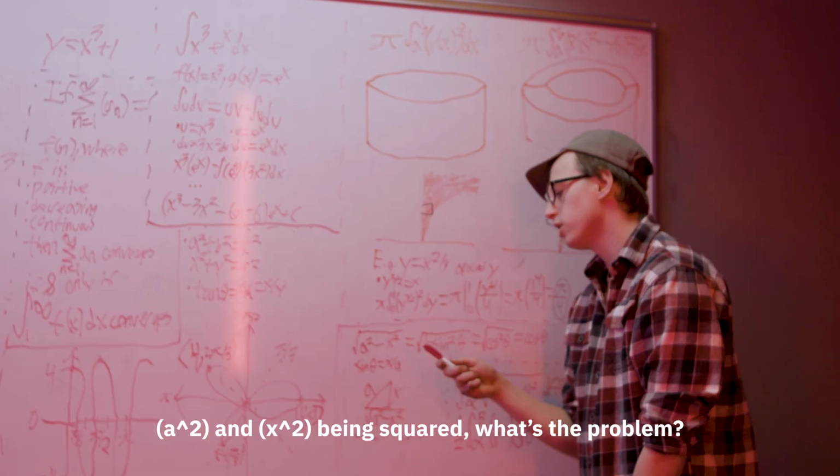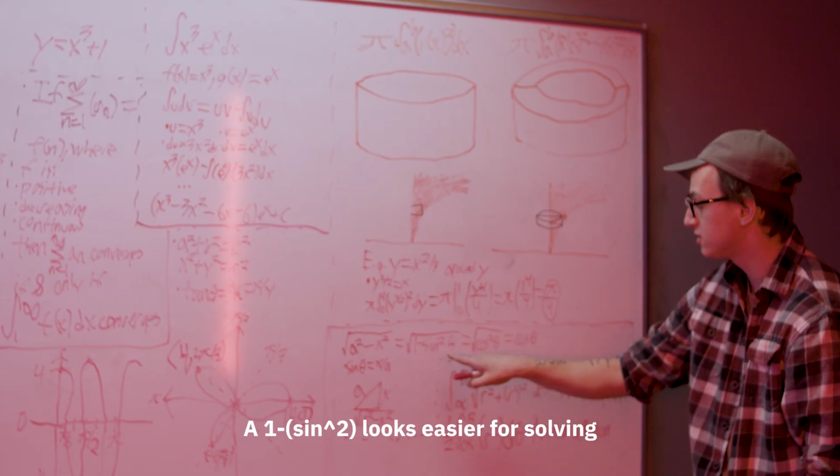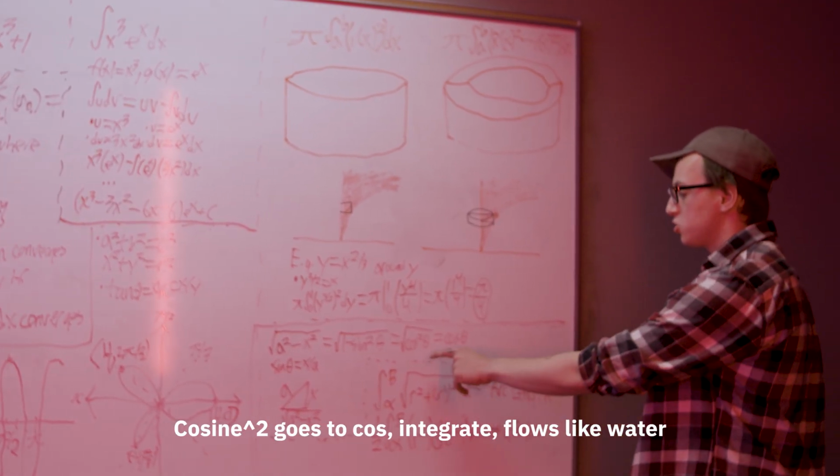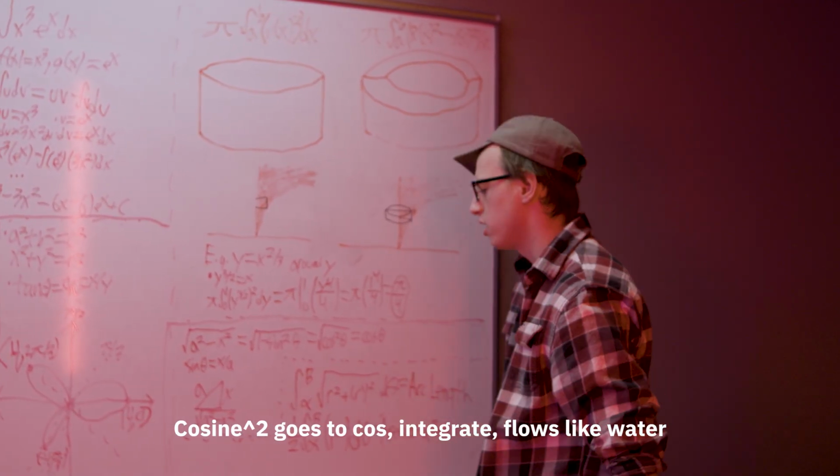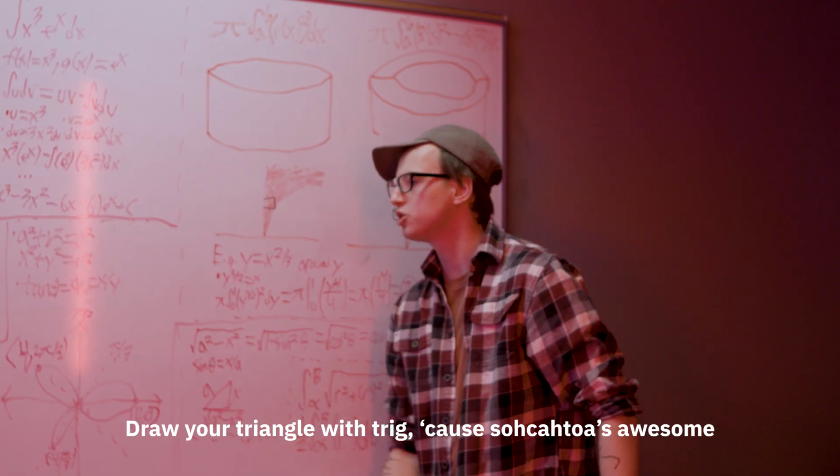a squared minus x squared, what's the problem? A 1 minus sine squared looks easier for solving. Cosine squared goes to cos, integrate, flows like water. Draw your triangle with trig, cause SOHCAHTOA is awesome.